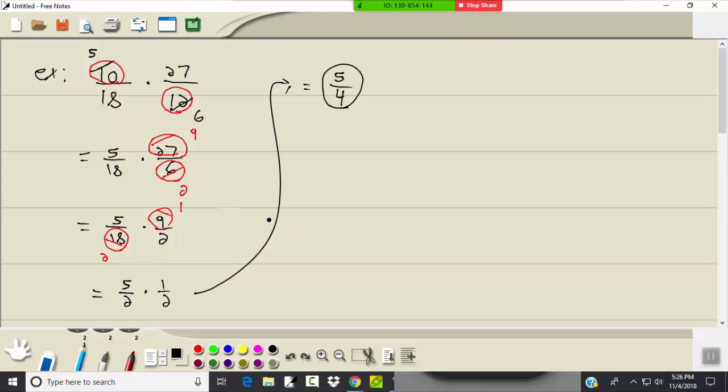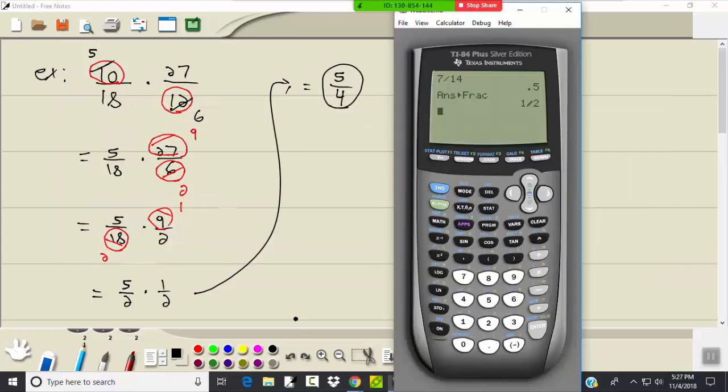Again, the calculator will do this nicely for you. So if I plugged in, I press clear a couple times, clear the screen. 10 divided by 18 times 27 divided by 12. Let's try that again. Divided by 12. Enter, we get a decimal, and then you do math, enter, enter. I know this is an improper fraction, but that's what we typically leave it in algebra. So 5/4 is fine. We don't have to rewrite it as 1 1/4 or 1.25.